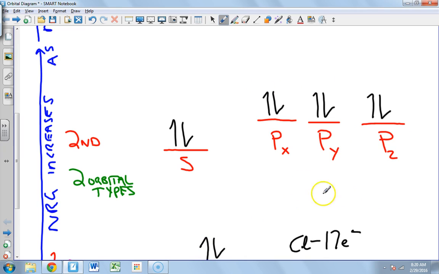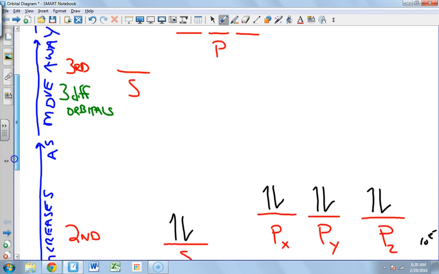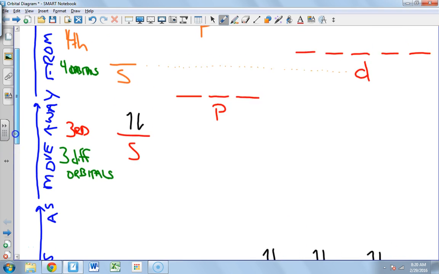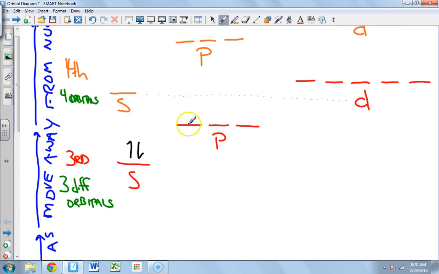So at this point, I've filled 10 electrons. I have 7 more to go. Well, let's see here. So now we go here. 1, 2. Aufbau first. And now, let's see. So we've done 12, 13, 14, 15, 16, 17.